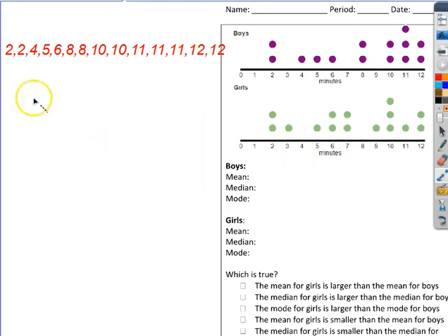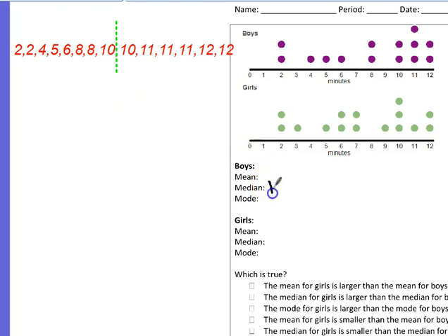Let me start out by doing the median. So let's see, 1, 2, 3, 4, 5, 4, 5, 6, 7, 8, 9, 10, 11, 12, 13, 14 numbers. So I want 7 on the left and 7 on the right, which is going to be right there. So the median is the average of 10 and 10, which is 10. The number that occurs the most is right here.